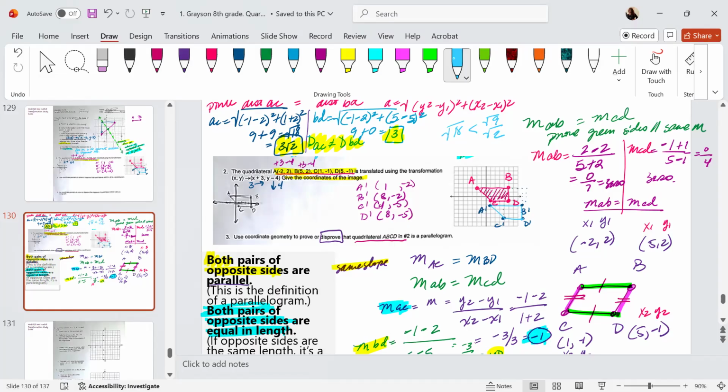No. No, it's not. So then what can you say about this? AB or AC and BD are not congruent to each other. Good. Okay.